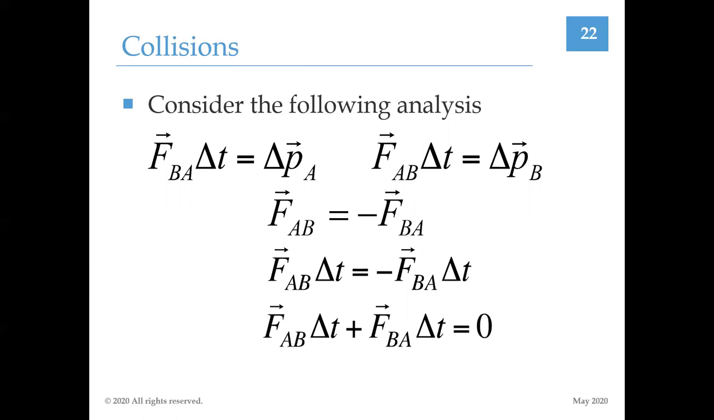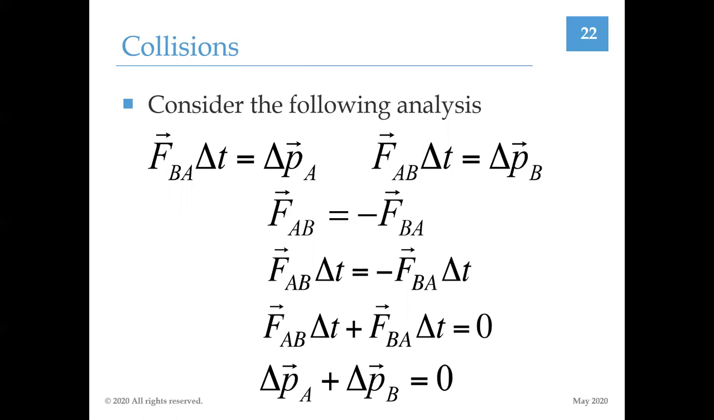And now we can say that those two impulses must equal zero when we sum them. This again comes from the fact that momentum must be conserved, meaning the change in momentum of one must be exactly equal and opposite to the change in momentum of the other. So the sum of their impulses must equal zero as well. So now again, the change in momentum for astronaut A plus the change in momentum for astronaut B is equal to zero.